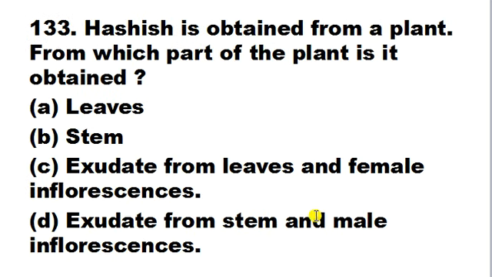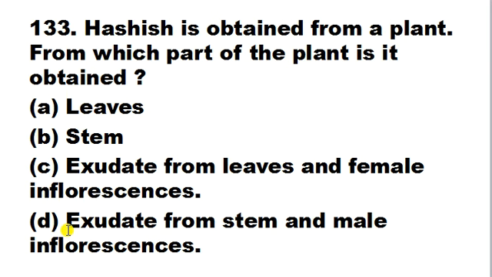Hashish is obtained from a plant. From which part of the plant is it obtained? Leaves, stem, exudate from leaves and female inflorescence, and exudate from stem and male inflorescence. Here exudates mean the substance which is secreted from the plant or insect, the substance actually secreted from the plant cells.